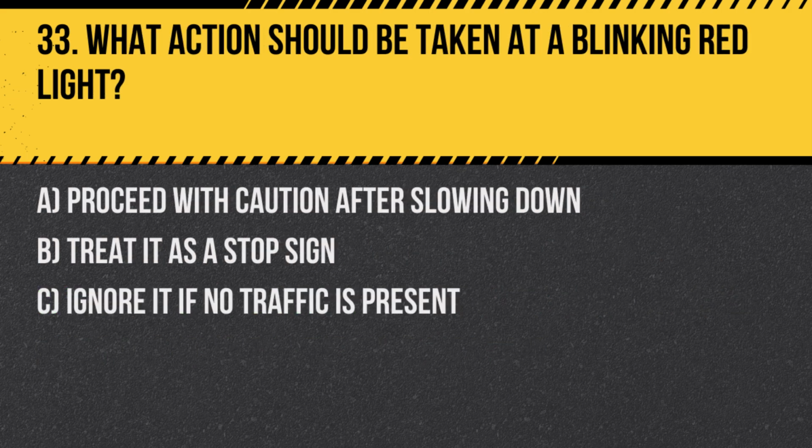Question 33. What action should be taken at a blinking red light? A. Proceed with caution after slowing down. B. Treat it as a stop sign. C. Ignore it if no traffic is present.